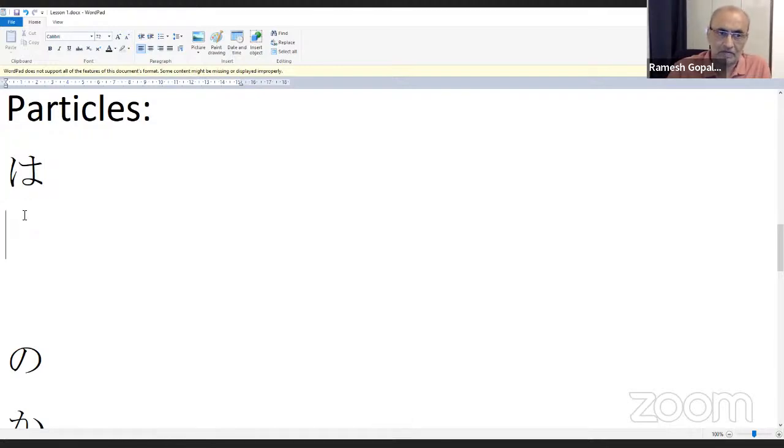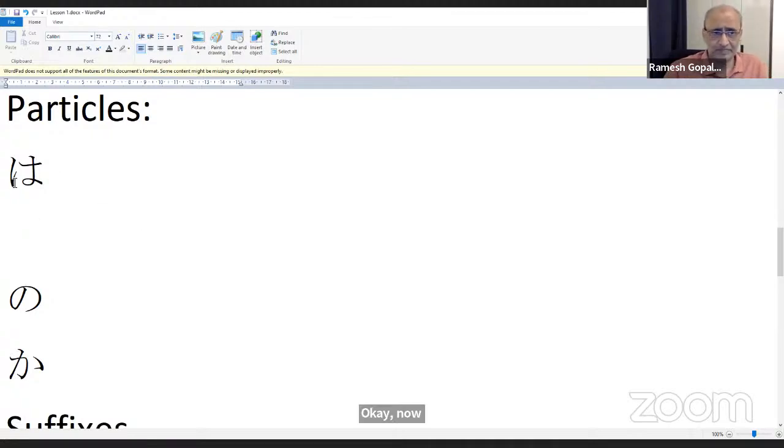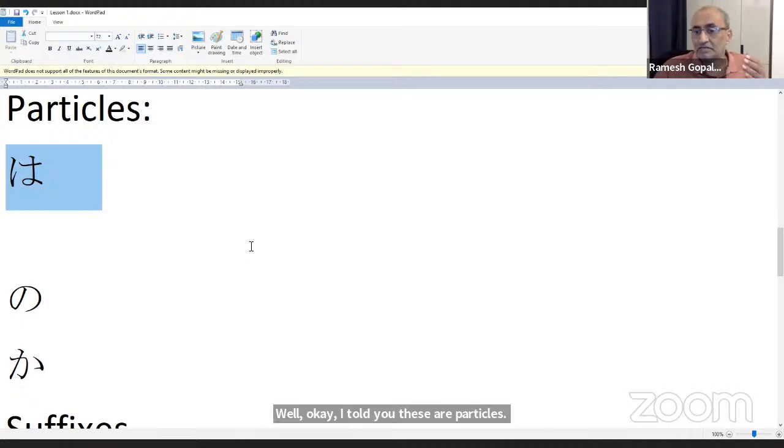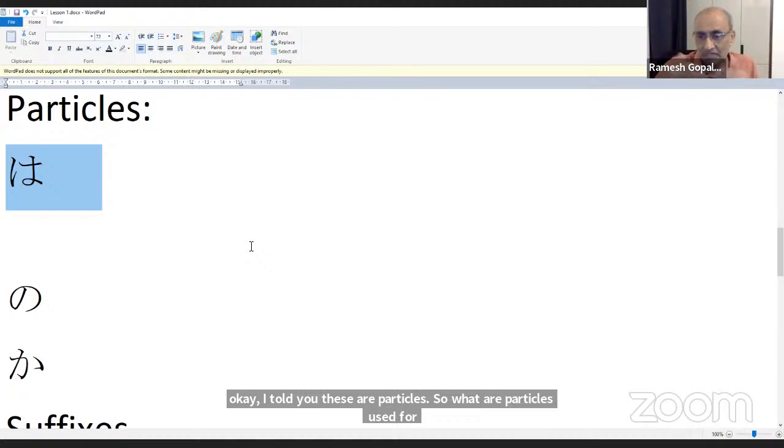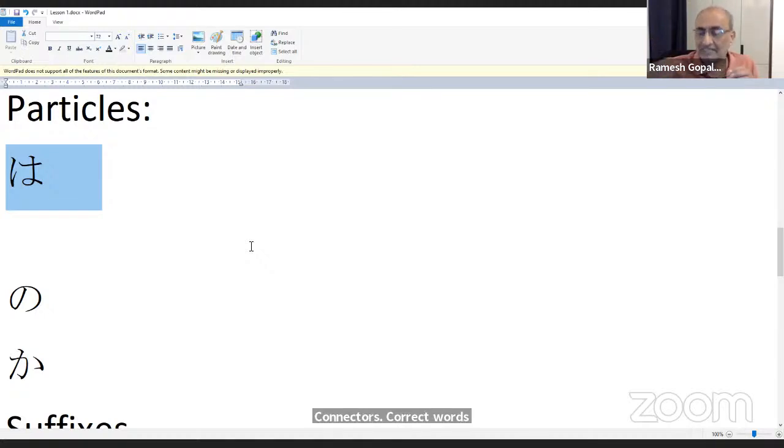Okay. Now, wow. Okay, I told you these are particles. So what are particles used for? Connectors. They connect words. And another thing, you have to connect properly, so you can't use any particle to connect. You have to make some sense.